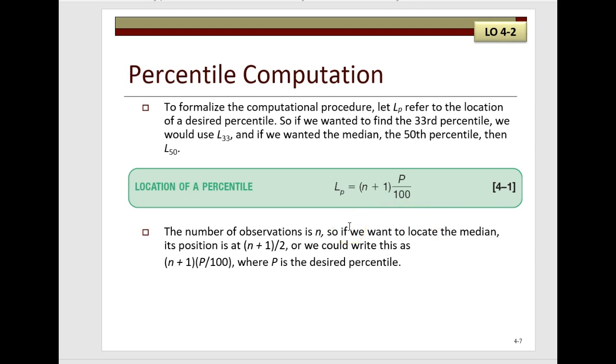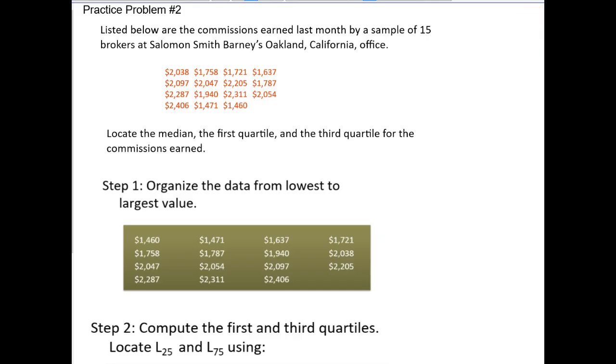So now let's take a moment and look at an example. Listed below are the commissions earned last month by a sample of 15 brokers at Salomon Smith Barney's Oakland, California office. They're asking us to locate the median, the first quartile, and the third quartile for the commissions earned.